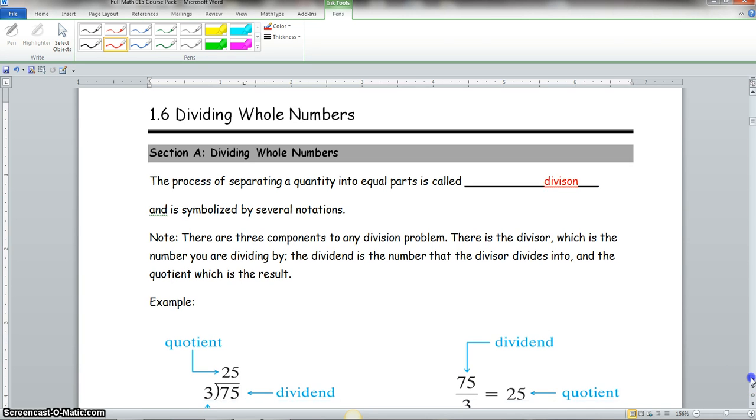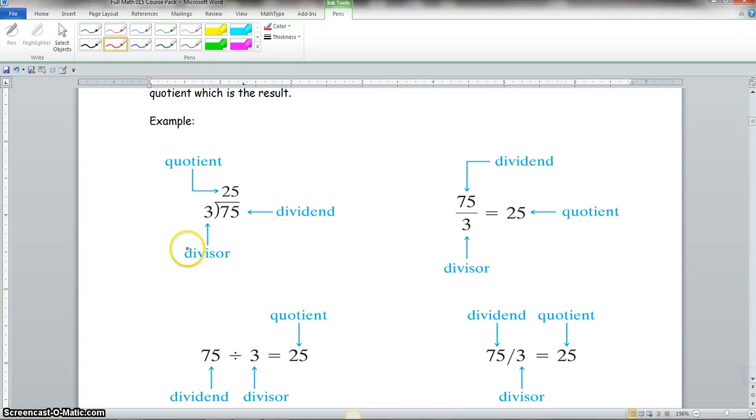Okay, now we take a look here at the example. 3 is the divisor, 75 is the dividend, and your answer here, which is 25, is the quotient. This is one form of division. Now, a fraction is also division. So we'll take these same numbers. 3 is your divisor, 75 is your dividend, and your answer is still 25.